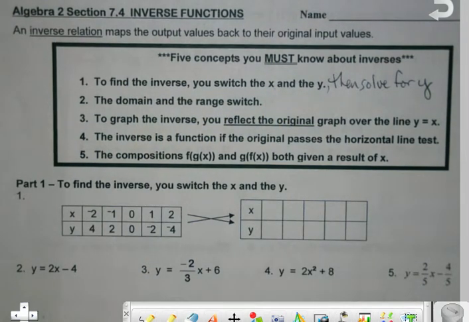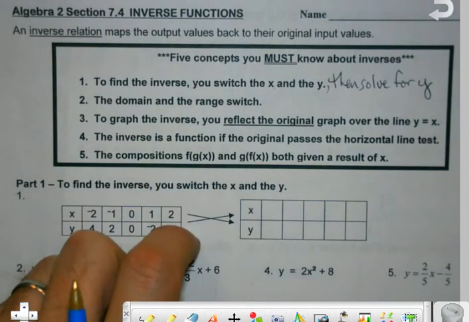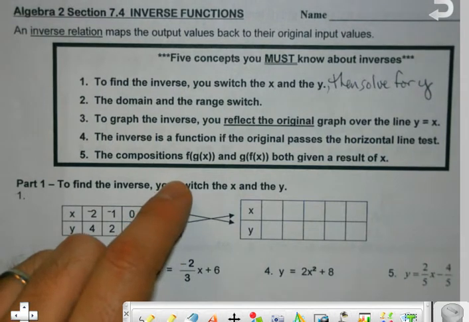To graph the inverse, you're reflecting the original graph over the line y equals x. I'll make that a lot simpler once we get there, because you'll start seeing your points are just going to flip for every one of the points you have in your graph. Not a bad thing. The inverse is a function if the original passes the horizontal line test. We'll be doing that down here at the bottom of the front of our sheet.